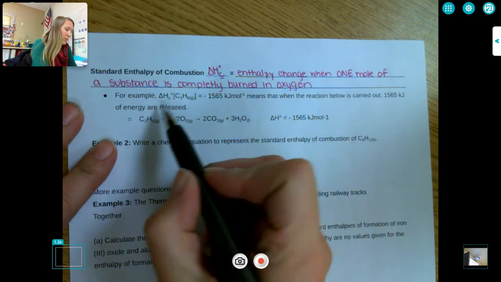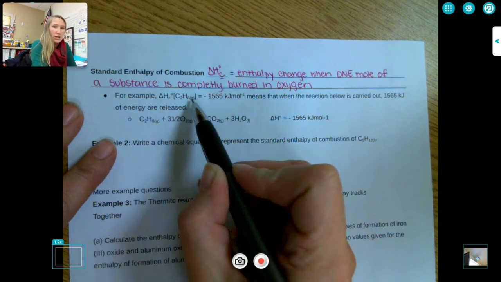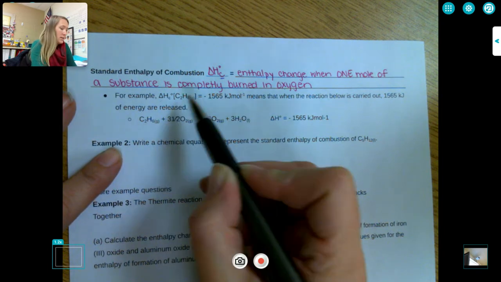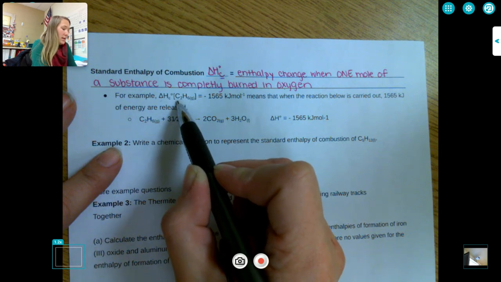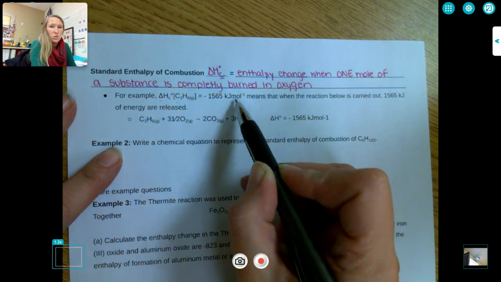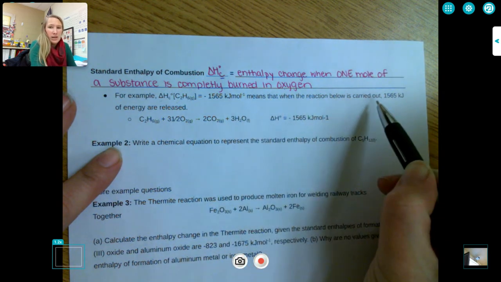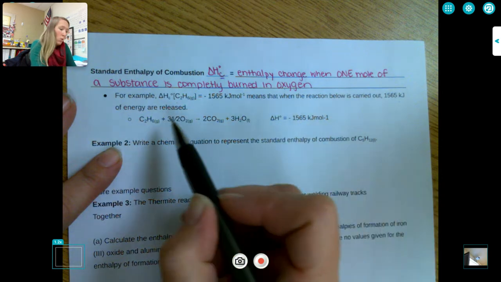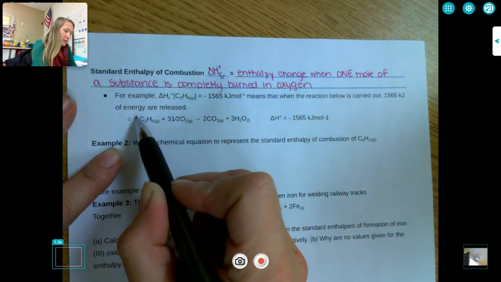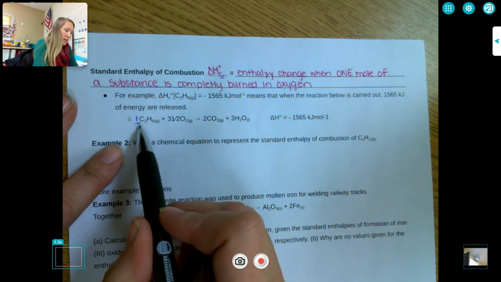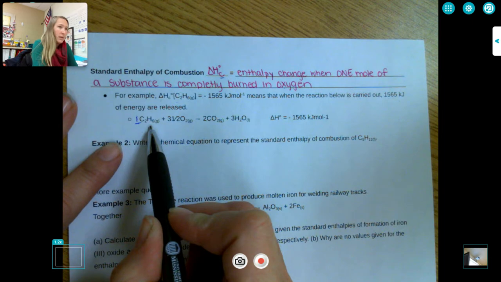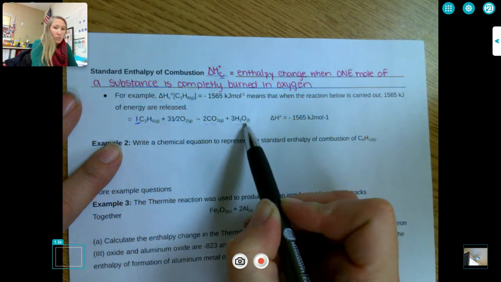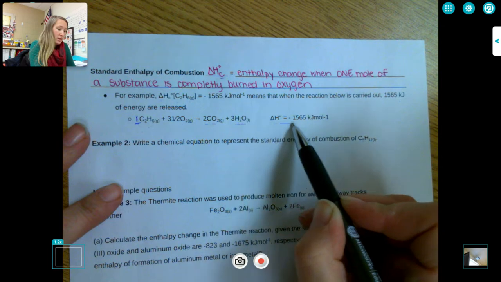So, for example, if we're told that the standard enthalpy of combustion of this guy, C2H6, so ethane, is negative 1,565 kilojoules per mole, it means that when the reaction below is carried out, which we see here, 1,565 kilojoules of energy are released per 1 mole of this being burned. Okay, this is because this is 1 mole. So we'd write this by showing, okay, we've got our ethane, and it is being burned, so 3.5 oxygen makes carbon dioxide and water. So standard combustion reaction, and then we're just adding in our delta H.